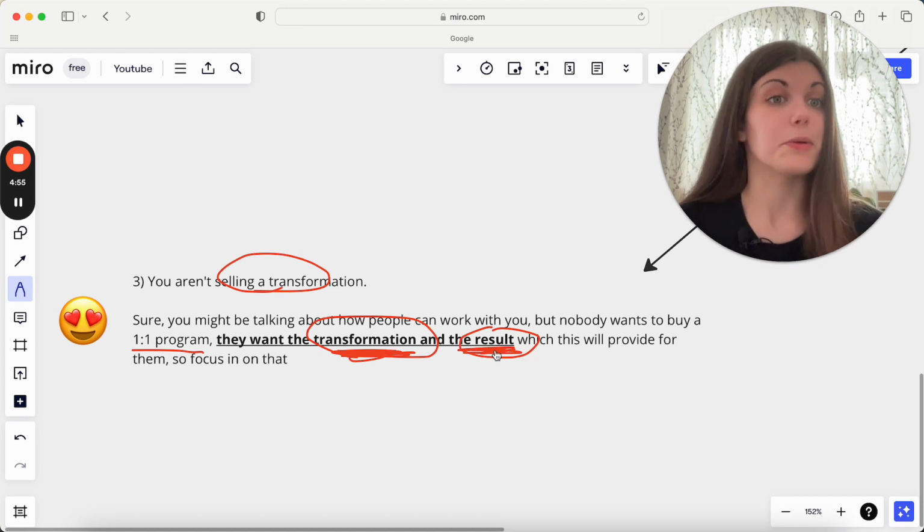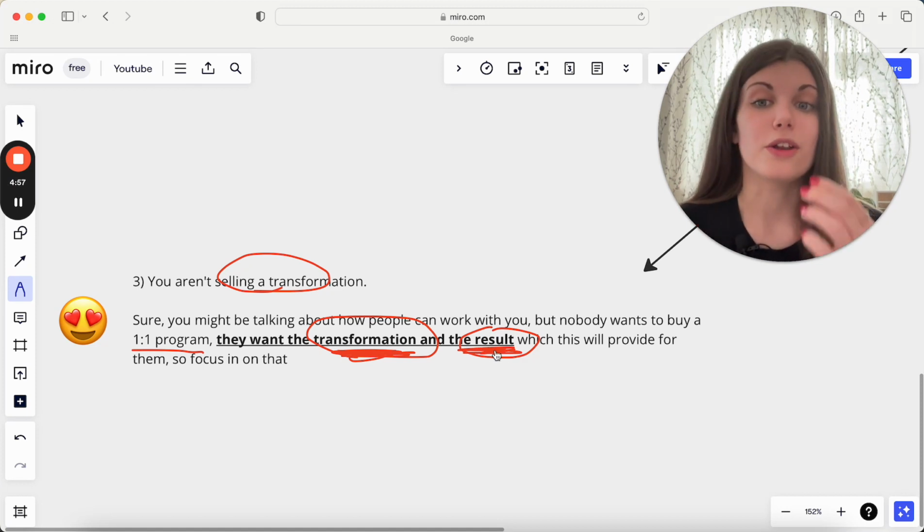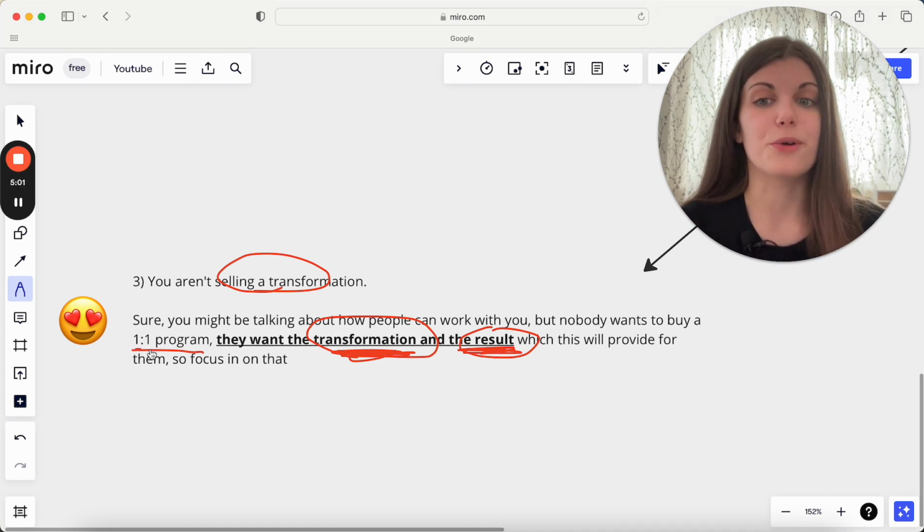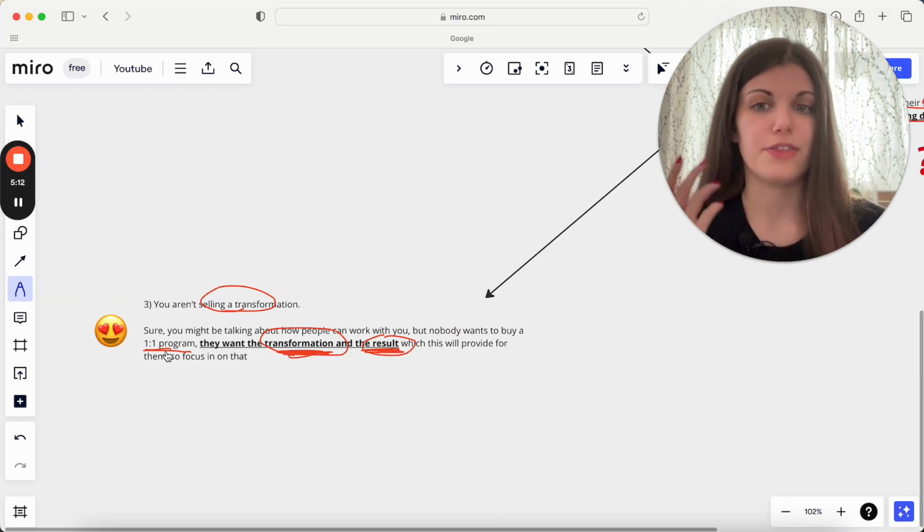And I really notice when people aren't getting results from Instagram content, a lot of the time they're just talking about their generic content and then they're going into, okay, you can work with me one-to-one, versus saying, here's how I can help you, here's the result I can get you, here's the result I have gotten from my previous clients, and let's work together one-to-one and I can help you do that. That's how you want to be phrasing it, and that's how you want to be selling it.